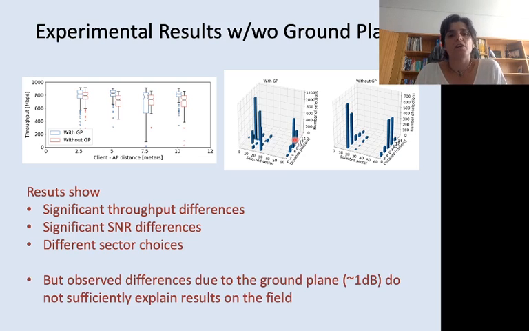However, the differences we observed, as you can see here, in the throughput or in the paper of 1 dB SNR, do not seem sufficient to explain why in the field we could observe several hundreds of megabits per second at 15 to 20 meters, and in the static environments, even with the ground plane, we could not reach any throughput. I mean, it was 0 at 12 meters.